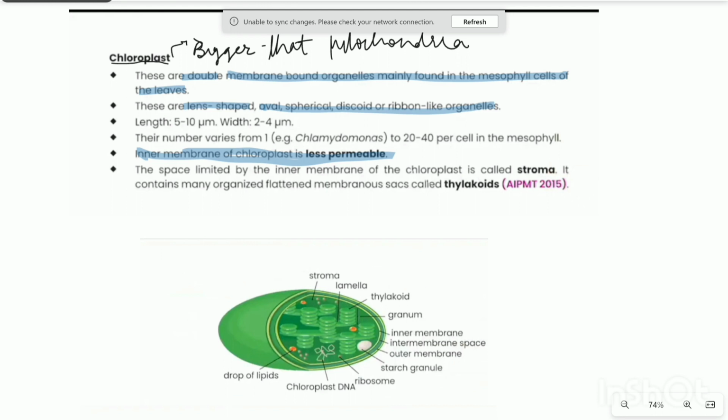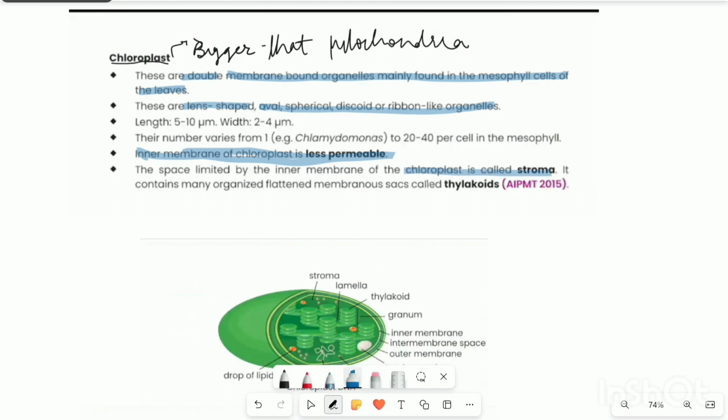The inner membrane of chloroplast is less permeable, and the space limited by the inner membrane of the chloroplast is called stroma. जैसे inner membrane के अंदर जो space है chloroplast के उसको हम stroma बोलेंगे, and it contains many organized flattened membranous tracts called thylakoids.